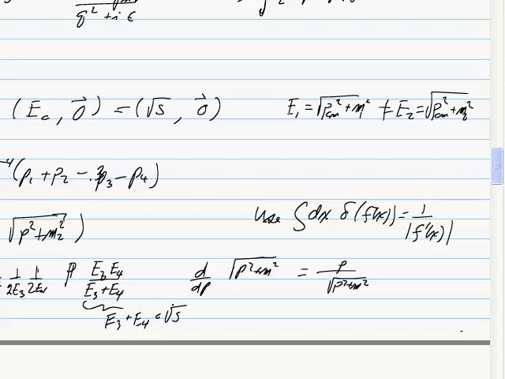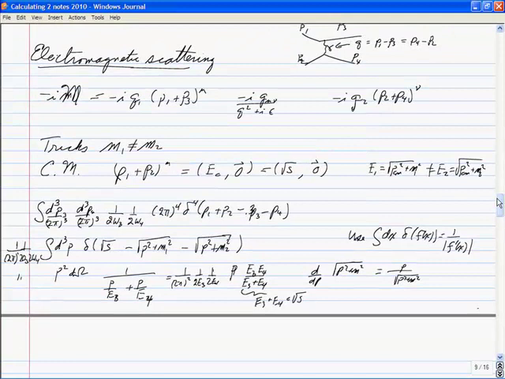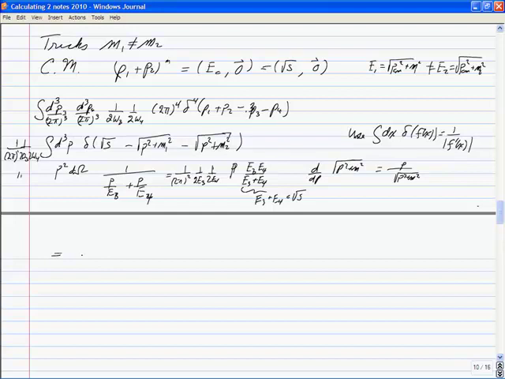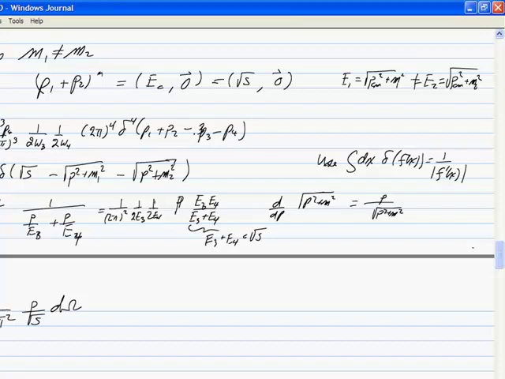These factors cancel, and I end up with a remarkably simple result for such a painful calculation. I end up with 1 over 16 pi squared, P over the square root of S, times d omega. Okay? So all that calculation went into that.